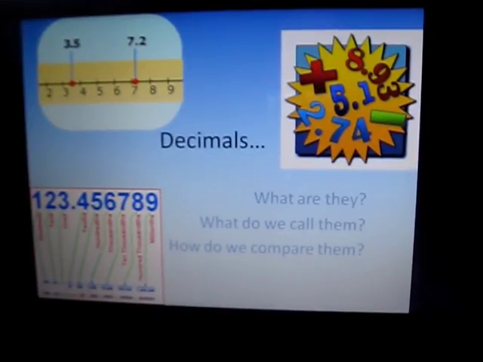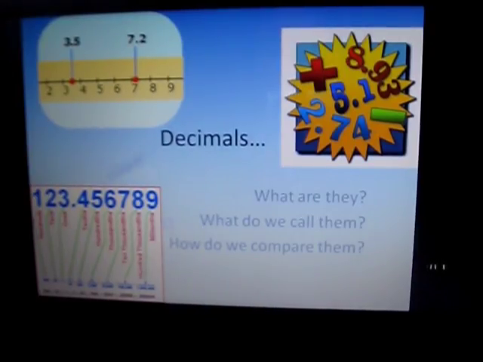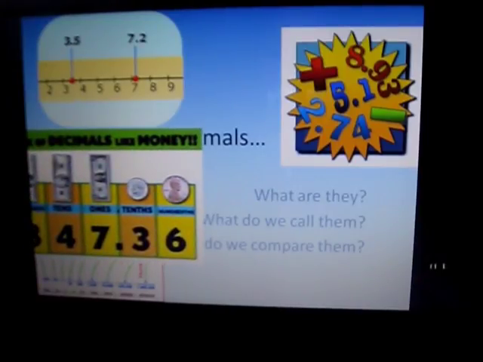Decimals. What are they? What do we call them? And how do we compare them? I know this seems like a lot of content, but it's really easy. Just like money. Let's get started.